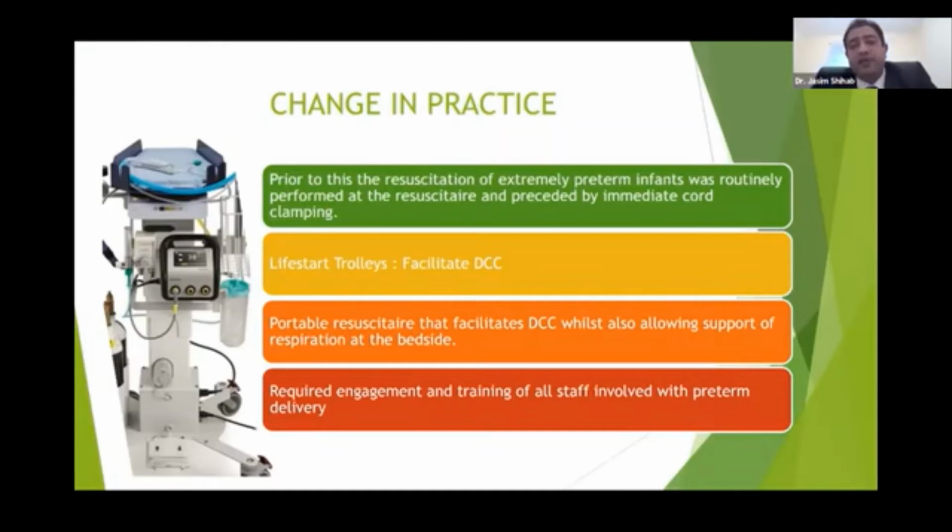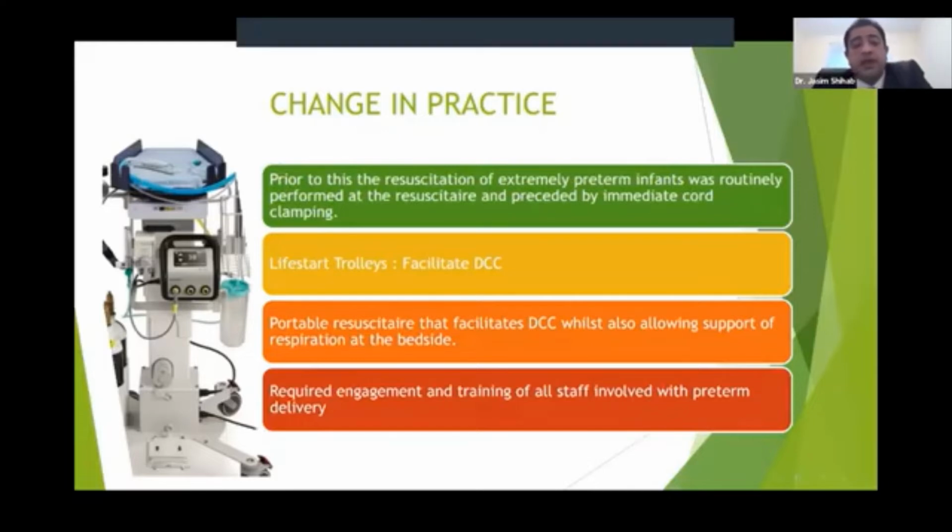So previously, like I said, the resuscitation of extremely preterm babies had immediate cord clamping and then was routinely performed at the resuscitator. We bought 2 LifeStart trolleys to facilitate DCCs. I put a picture of the LifeStart trolley here. So basically, it's a portable resuscitator that facilitates delayed cord clamping while also allowing respiration at the bedside. So this basically provides temperature control. It's a heated mattress over here. And we also have an RPAP machine, which I'll show you in further photos, which will help with respiration at the bedside.